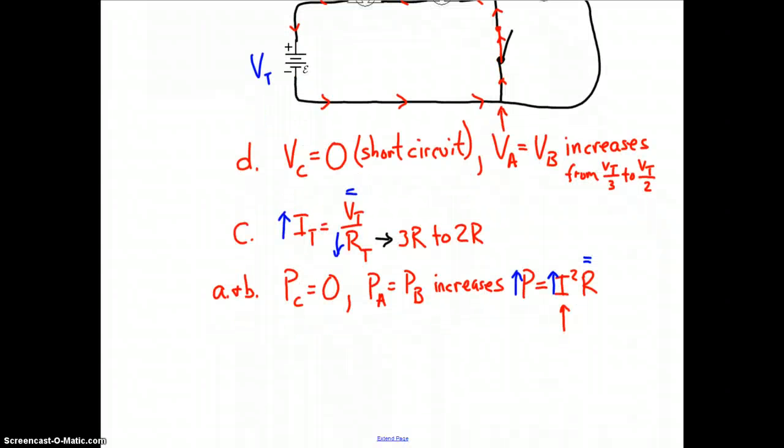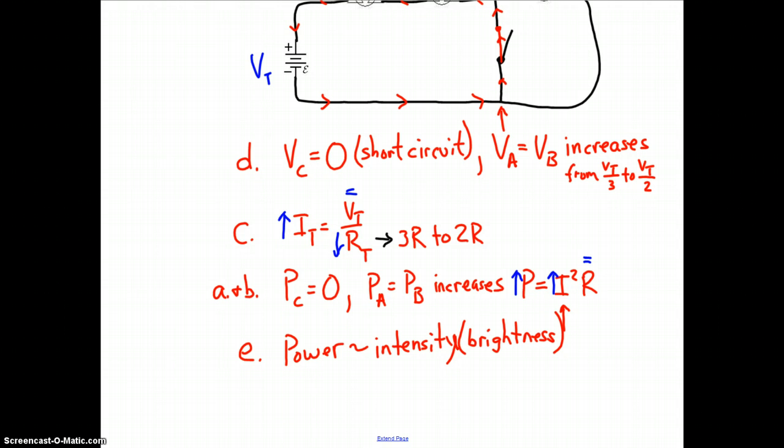And then to finish it up and wrap it all together, our answer to E is now easy because, as just said, power is directly proportional to intensity. Of course, another word for that is brightness. And there's your answer to number 7.